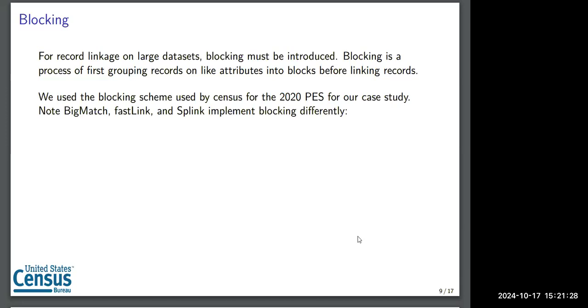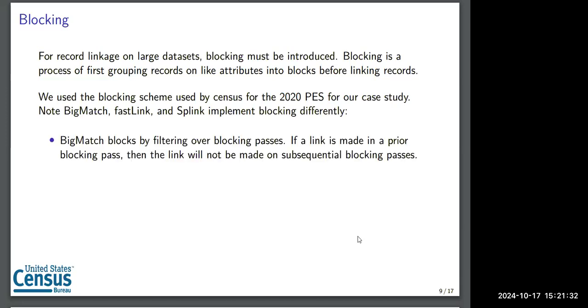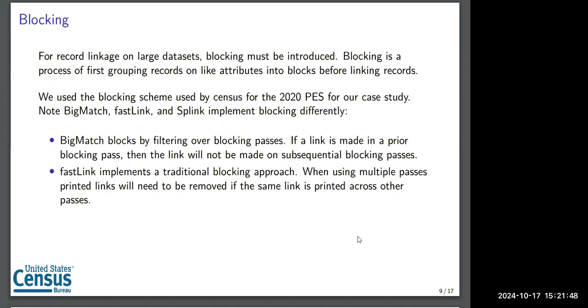So I wanted to comment on how BigMatch, fastLink, and Splink implement their blocking strategy. BigMatch blocks by this method of filtering, where you can set up multiple blocking passes. And how this works is if a link is made in a prior blocking pass, that link won't be made on subsequent blocking passes, and that comparison will be skipped.